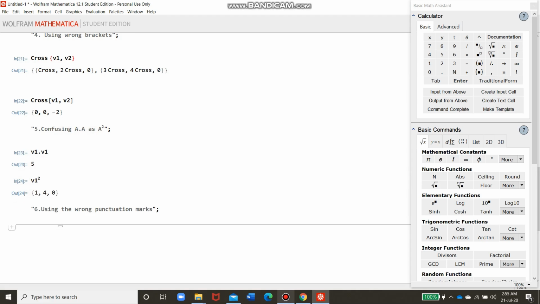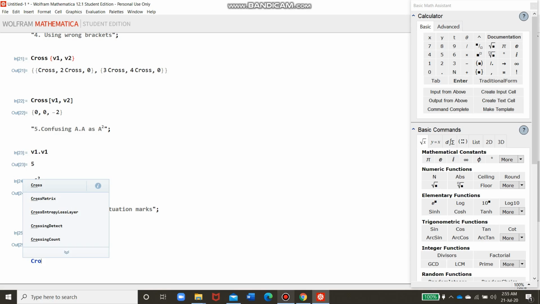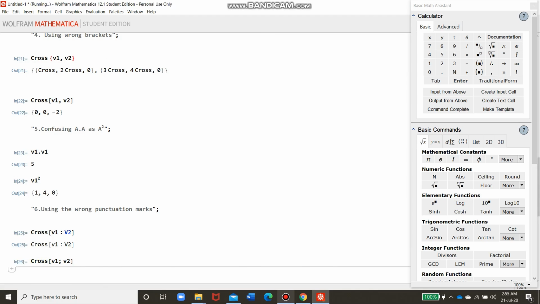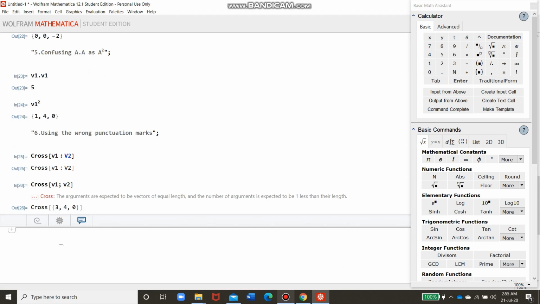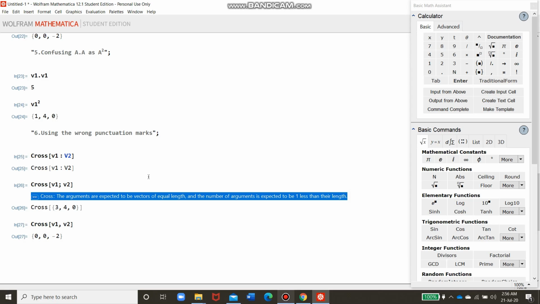So the next common error is using the wrong punctuation marks. What do I mean by that? For example, I'm using cross product of v1 colon v2. Let's see what our answer is. So it's not correct. Or if I use cross v1 semicolon v2, I'm again getting some argument error. So the correct way is to use v1 comma v2 to get the right answer. So make sure you're using the correct punctuation mark.